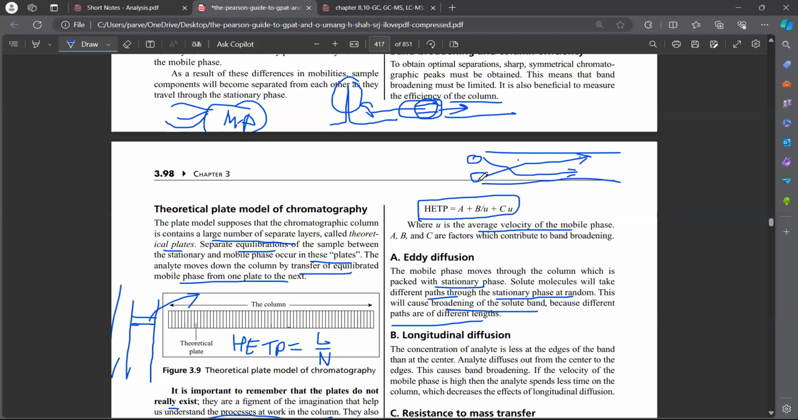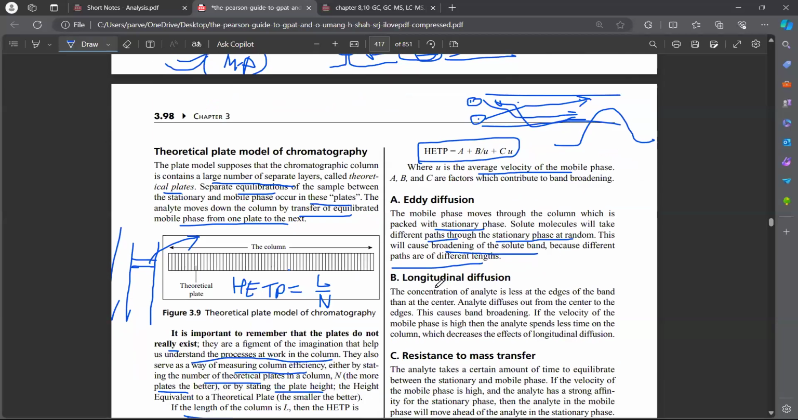For example, this is one molecule, and this molecule follows this pathway. Another molecule follows this pathway. Due to the different pathways, and as we also know that molecules always try to travel the shortest possible distance, the different pathways formed by the molecules lead to peak broadening. So it is known as the eddy diffusion.